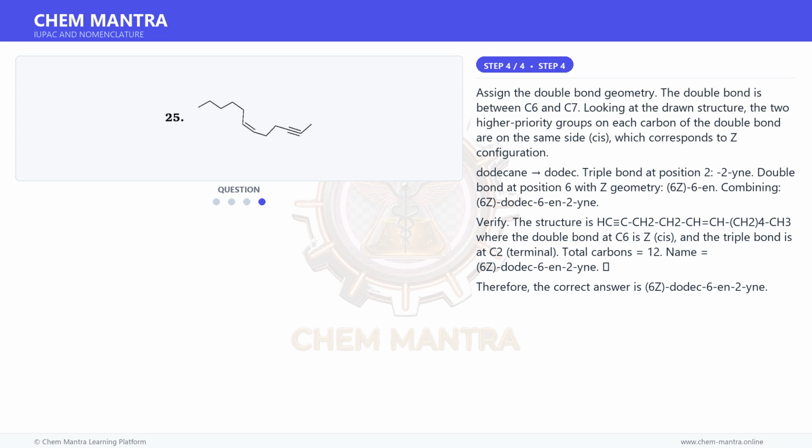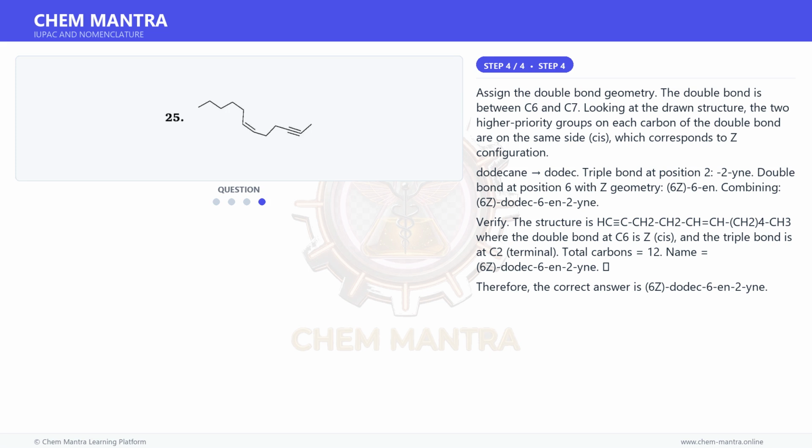Verify. The structure is HC≡C-CH2-CH2-CH=CH-(CH2)4-CH3, where the double bond at C6 is Z, cis, and the triple bond is at C2, terminal. Total carbons is equal to 12.